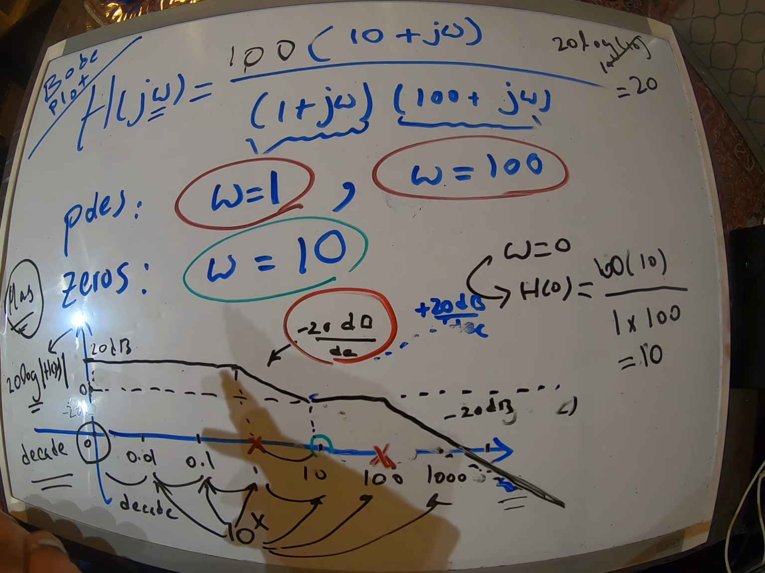Is it a low pass filter, high pass filter, band pass filter, all pass filter? What kind of filter is it? Or what frequencies get attenuated when they go through this transfer function? Okay, you can pause the video and think about it.